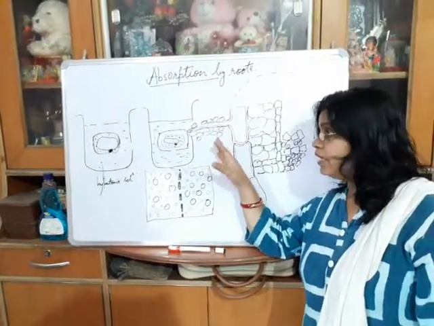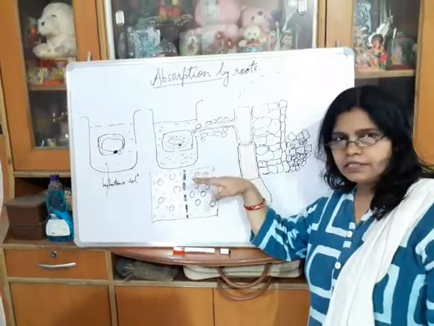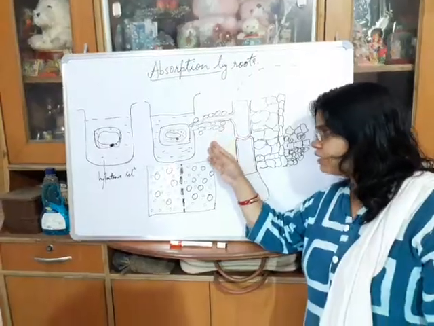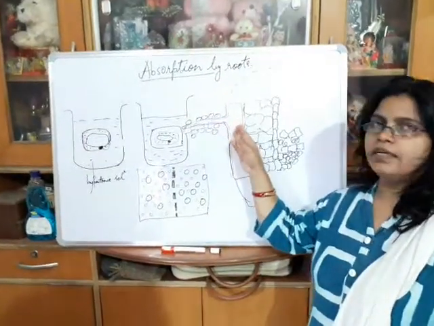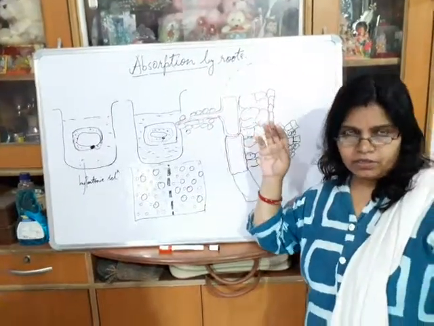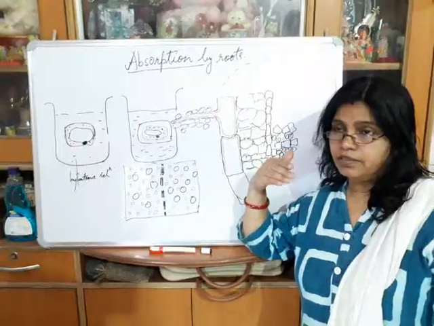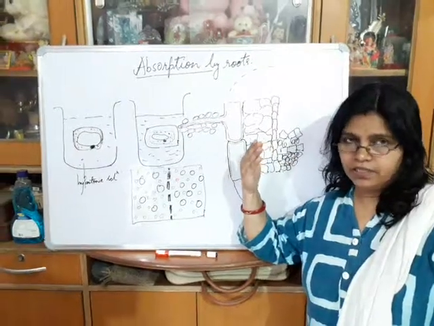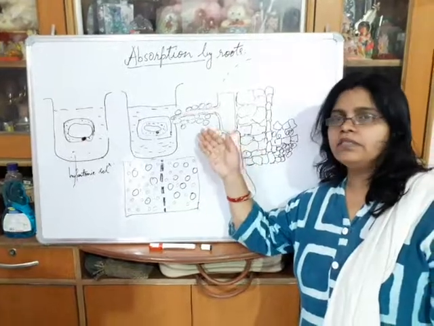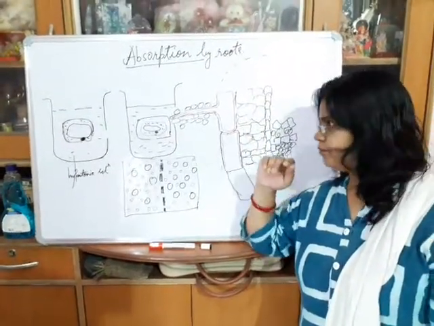So, against the concentration gradient, means from less concentration to higher concentration, the movement of mineral particles occurs with the use of energy, because they need more energy to get entry. Through some special places of the plasma membrane, minerals get entry by the process of active transport.